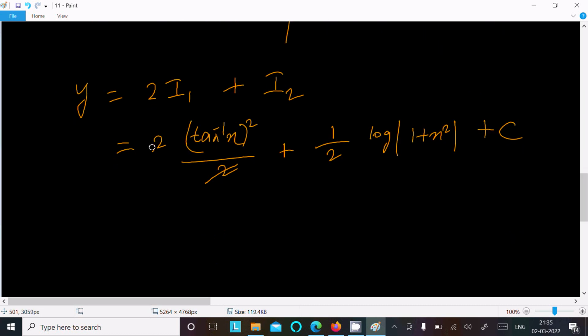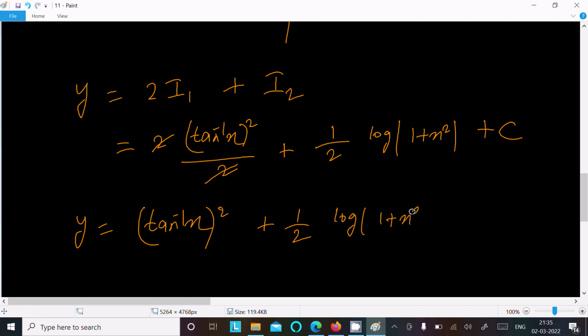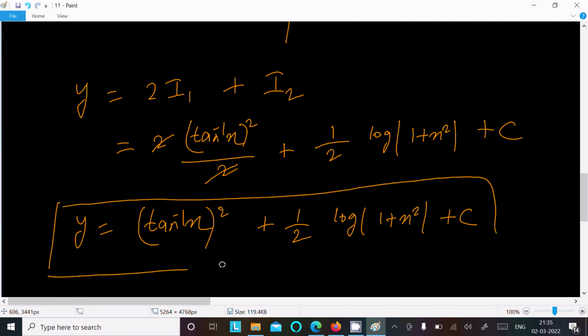So the 2 cancels. Then y equals (tan inverse x) whole squared, plus 1 by 2 log (1 plus x squared) plus c. So this is the required solution of the given equation.